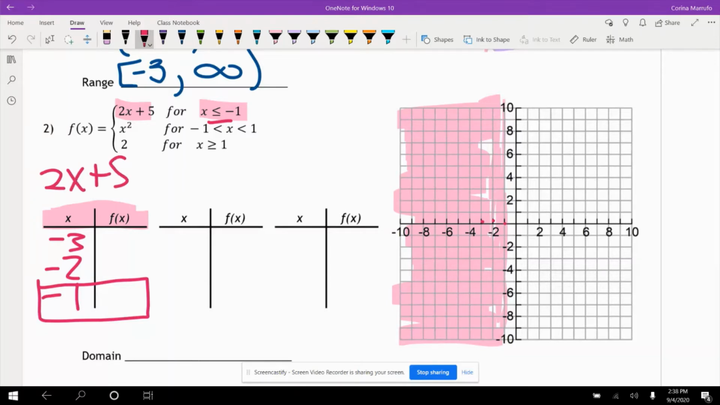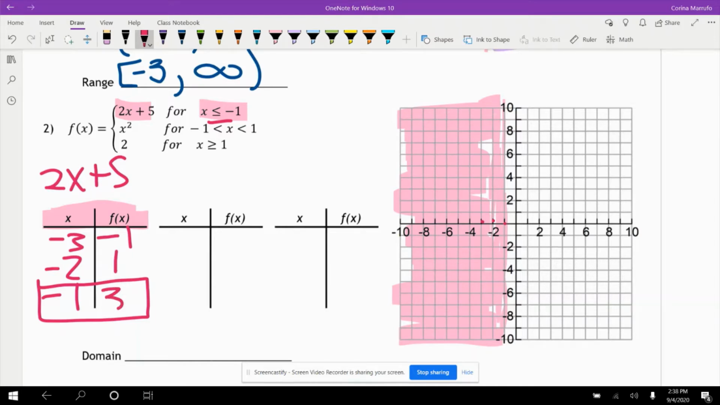So then our function is 2x plus 5. If I plug in negative 3 in there, 2 times negative 3 is negative 6, plus 5 is negative 1. And then I go ahead and plug in the negative 2. So 2 times negative 2 is negative 4, plus 5 is a positive 1. And last, 2 times negative 1 is negative 2, plus 5 gives you a positive 3.